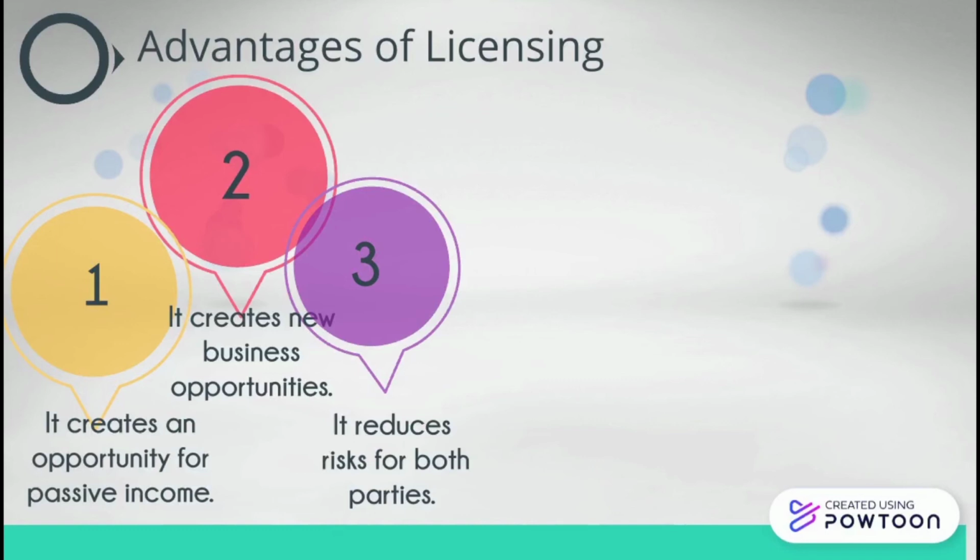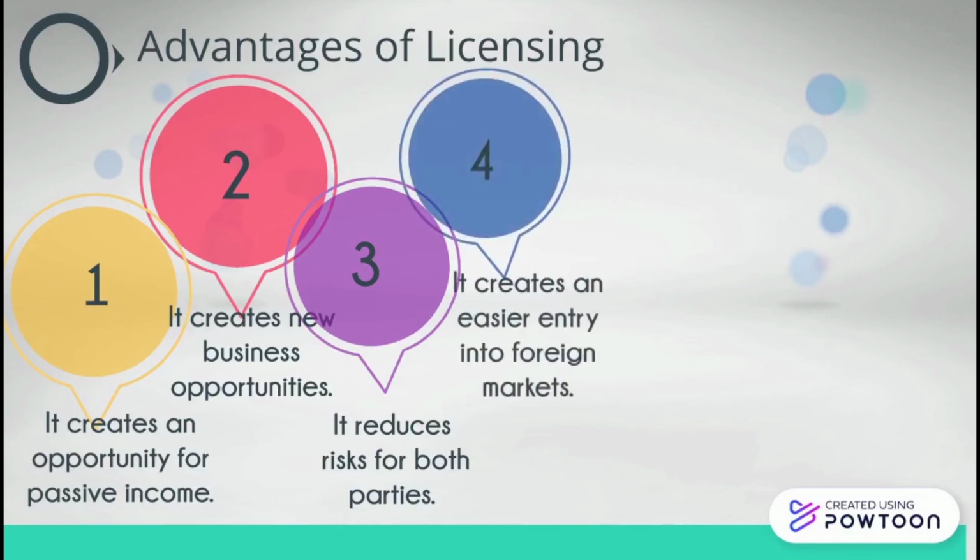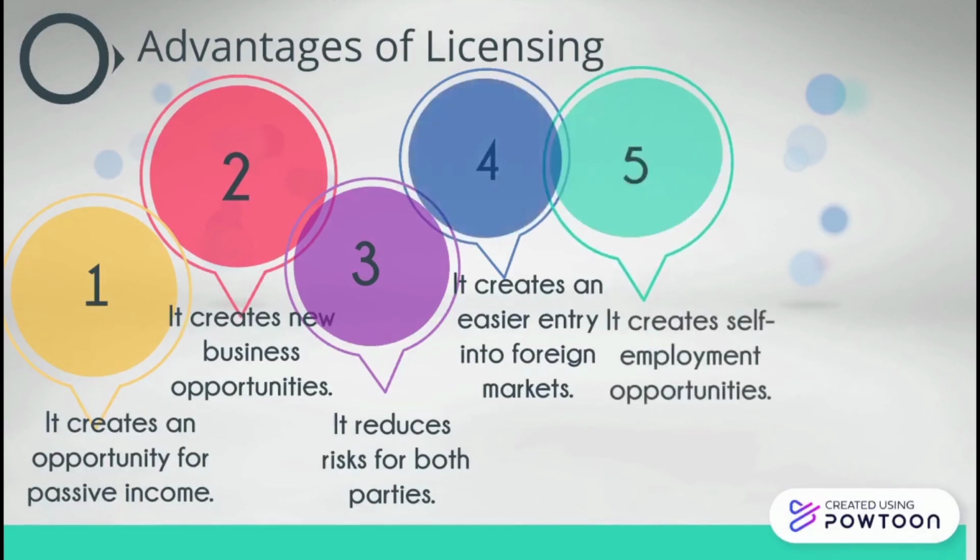Number 4, it creates an easier entry into foreign markets. When a licensing arrangement is in place, then the licensor is able to get their product into new markets much easier than if they were doing the work on their own. It is much easier to enter foreign markets in this manner, as the license allows for the intellectual property to jump border requirements. That means tariff barriers to entry can be avoided because a domestic company is using the IP.